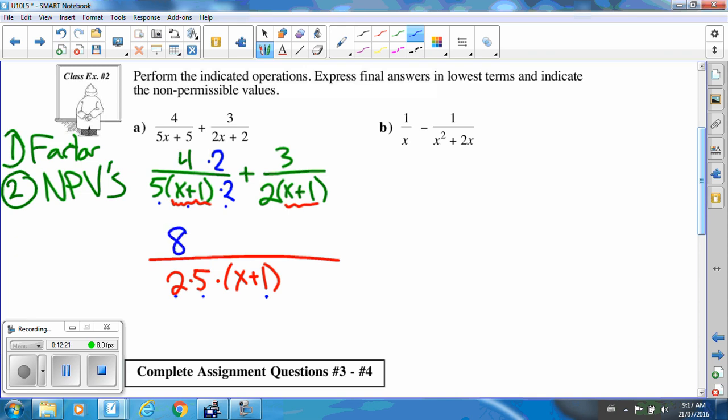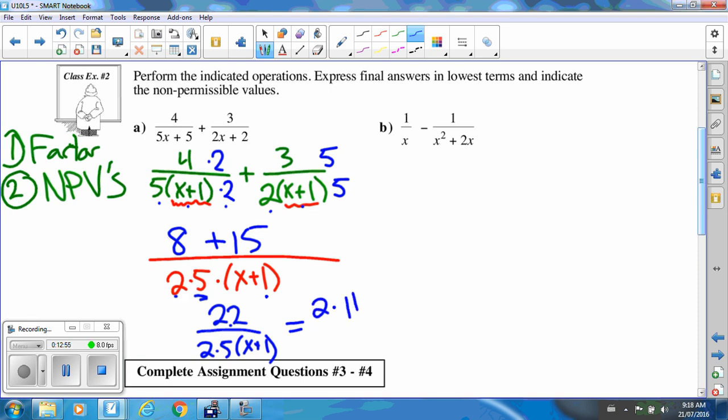So this is going to be 8 over my common denominator. On this side, it has the 2. It has the x plus 1, just missing the 5. So I include a 5, again, numerator and denominator. So 8 plus, that's going to now be 15. 3 times 5 is 15. 8 plus 15 is 23 over 2 times 5 times x plus 1. And now, we can actually reduce this a little bit because this has a factor of 2 as well. So 2 times 11, 2 times 5 times x plus 1.